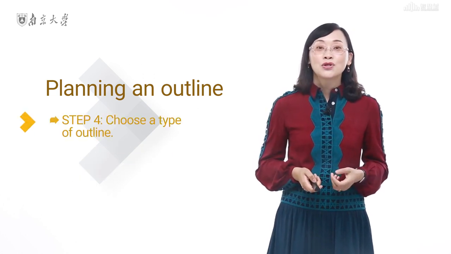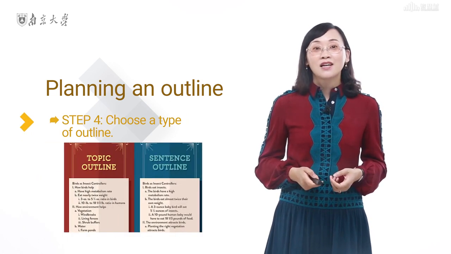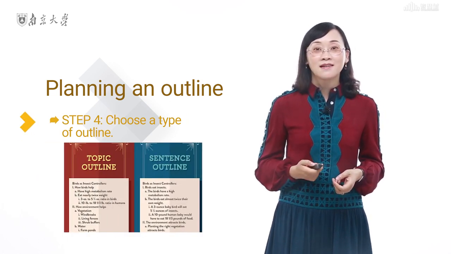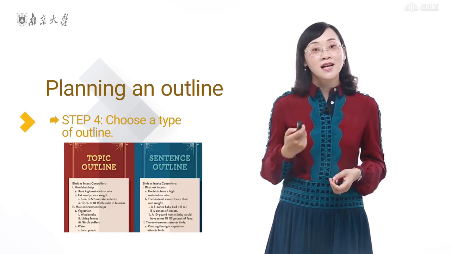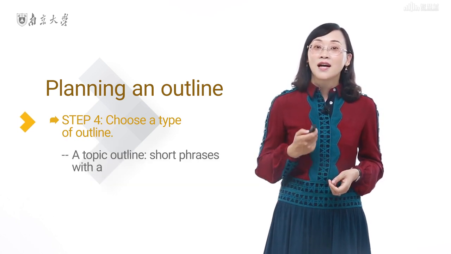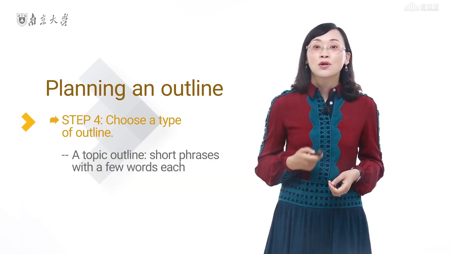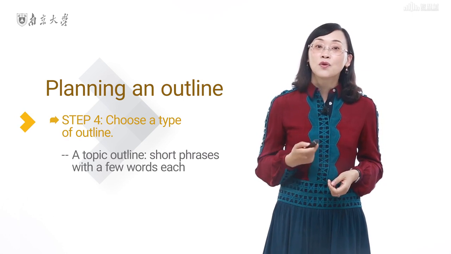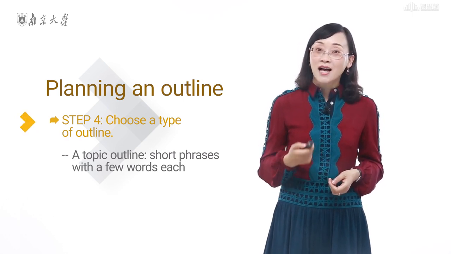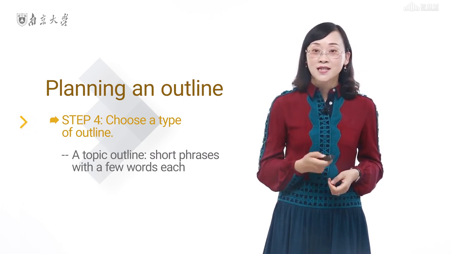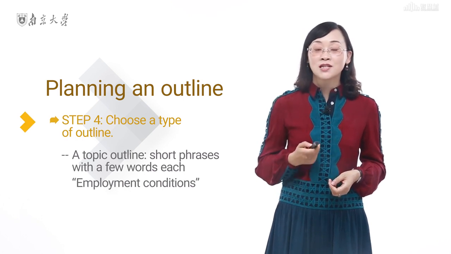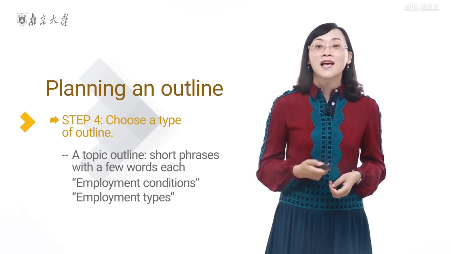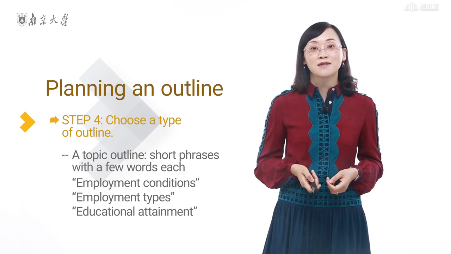Step 4. Choose the type of outline. You are almost ready to begin writing. Just choose one of the two outline structures. A topic outline uses short phrases with a few words each. When in doubt, you can start here. For example, employment conditions, employment types, and educational attainment.